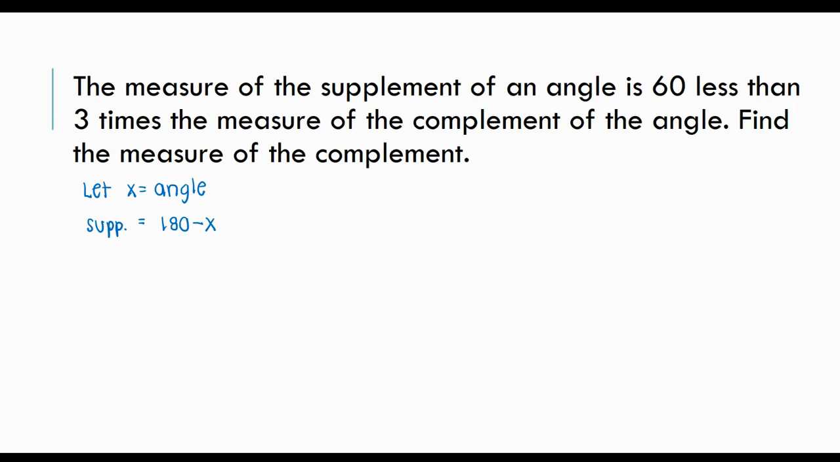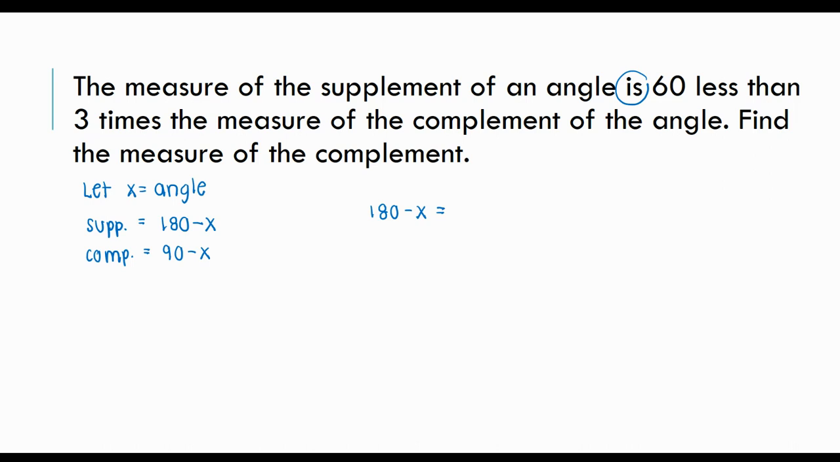All right, so rereading that first sentence, the measure of the supplement of an angle is. So if I know that my supplement is 180 minus x, we've got that word "is," so that means equals. Now it says 60 less than 3 times the measurement of the complement of the angle. So remember from our last problem, complementary means two angles add up to 90. If x is my angle, the complement is 90 minus x.